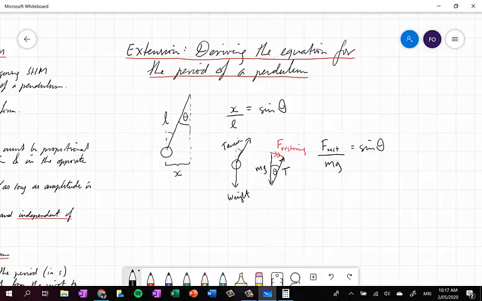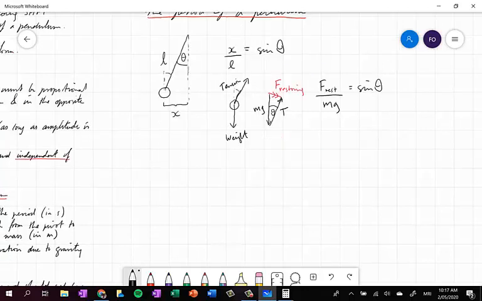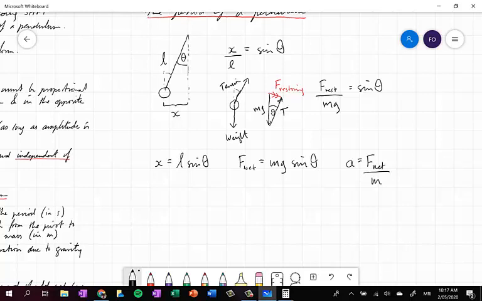So now that we have all those equations, I'm just going to move up slightly. So we now know that x is equal to L sine theta, and we know that F net, which is the restoring force, is equal to mg sine theta. But we also know that the acceleration of an object is always equal to F net over m. So the acceleration of this object is just going to be g sine theta.